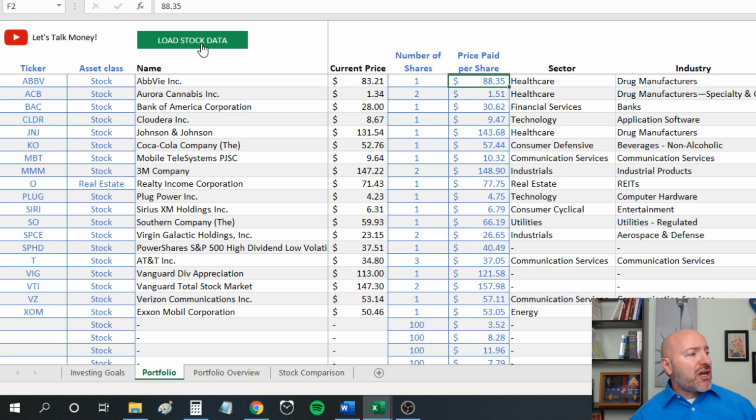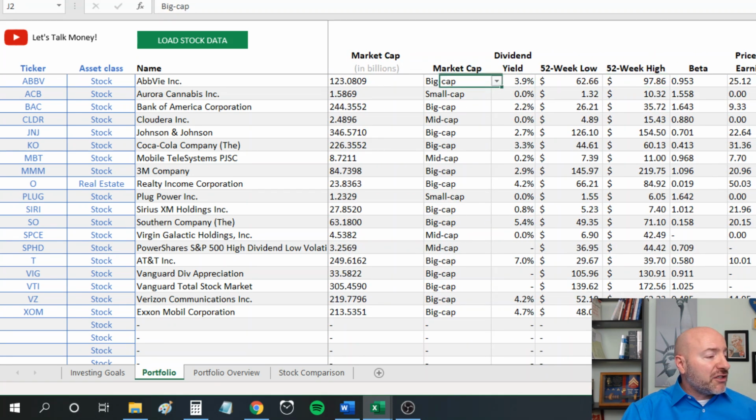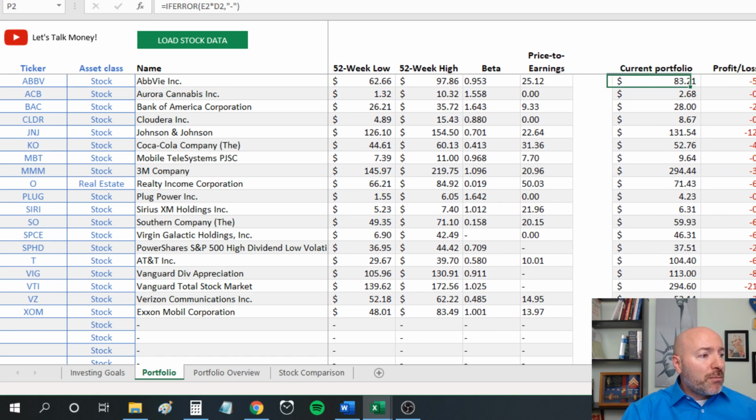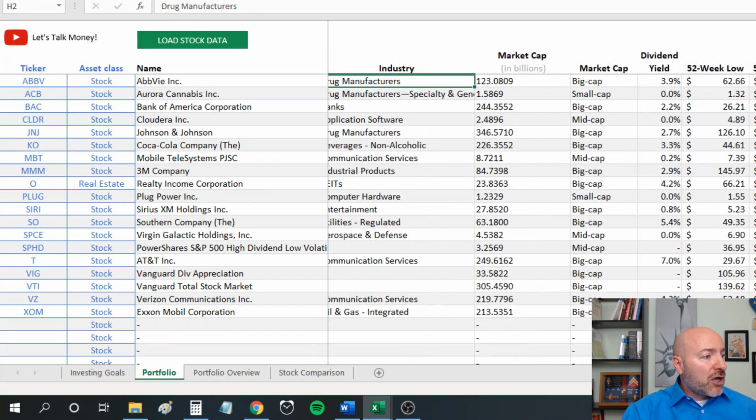Once you hit that load stock market data, it's going to take between 3 to 5 minutes at the most for most computers to load all this. There's a lot of code happening in the back end here. And it's just going to populate all this other stuff. It's going to populate your asset classes. It's going to do the sectors, the industries here, the current price. And we can scroll over here. It's going to bring in the dividend yield, the market cap, 52-week high, low, beta, price to earnings, and it's going to calculate your portfolio losses and profits here.